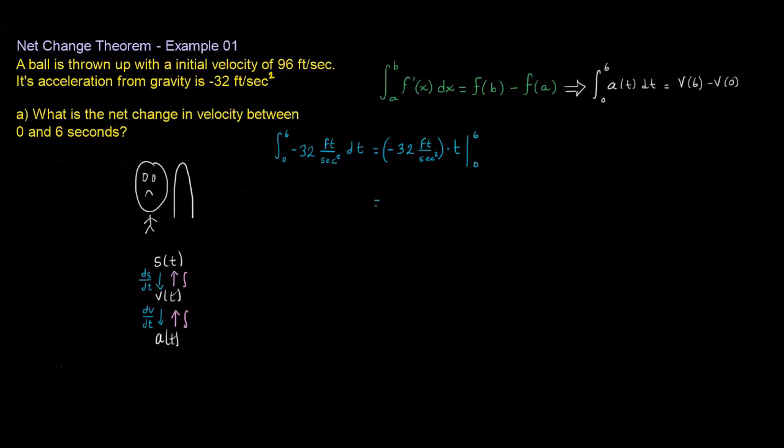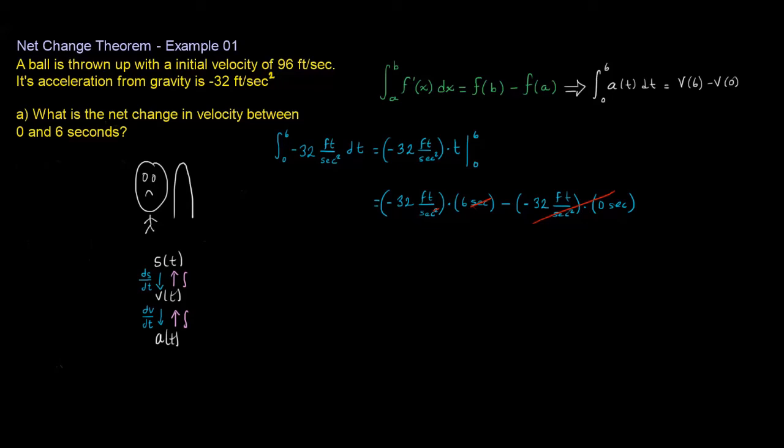So let's evaluate this out. It will be equal to negative 32 feet per second squared times 6 seconds. This is the first part, the evaluation. Minus, this will of course cancel out, but I'm just going to write it to have the full setting, 32 feet per second squared times 0 seconds. And on the first term we can cancel out these seconds with one of these.